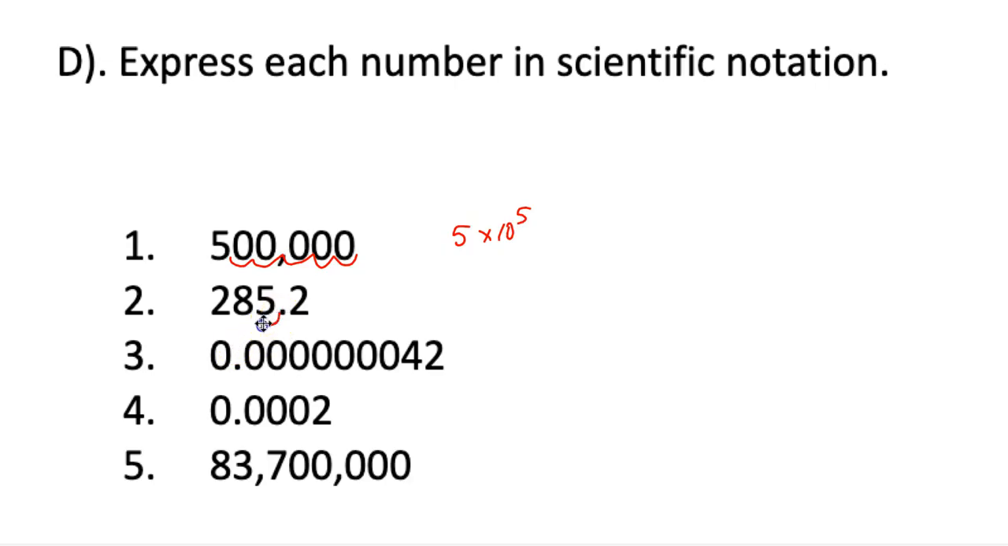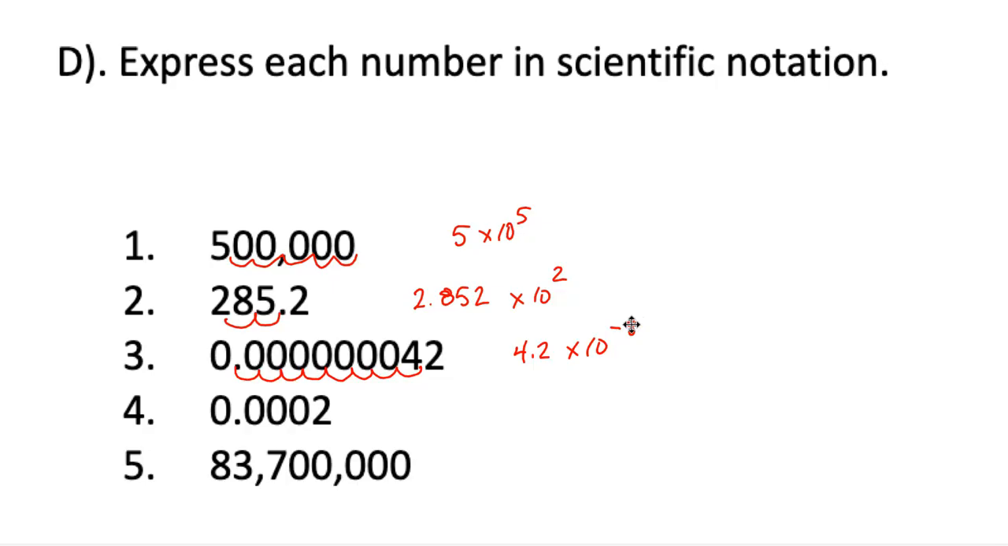This guy, we're going to move the decimal over 1, 2. And so this is going to be 2.852 times 10 to the 2nd. So you include all significant digits. Okay, this one we're moving to the right, and so notice we want to get the decimal here, so we're going to go to the right 1, 2, 3, 4, 5, 6, 7, 8. And so we're going to record this as 4.2 times 10 to the negative 8th.